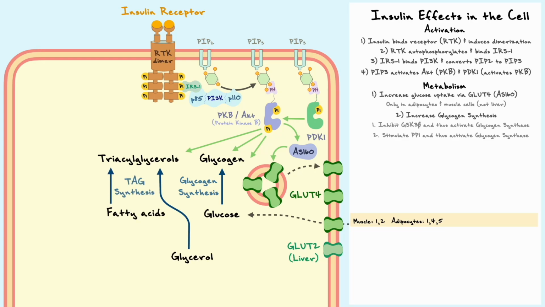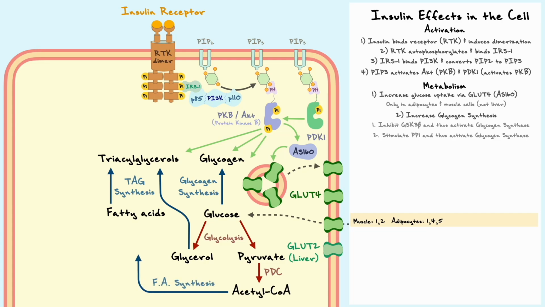These two components can be obtained from glucose, as glycolysis links to the production of glycerol, and the degradation of pyruvate through the PDC produces acetyl-CoA. Acetyl-CoA can then be used to synthesize fatty acids. All four of these pathways, glycolysis, the PDC, fatty acid synthesis, and triacylglycerol synthesis, get stimulated by insulin.